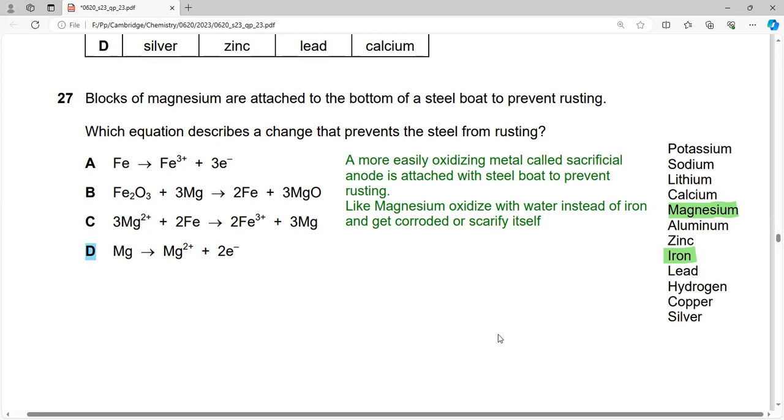A is the wrong option because the magnesium is being used to protect iron. B is the wrong option because it's not a purification process of iron. C is the wrong option because the magnesium is already in an oxidized state, so it's not reacting with iron. It's reacting with oxygen from the water or air, which produces magnesium oxide. So D is our correct option here.